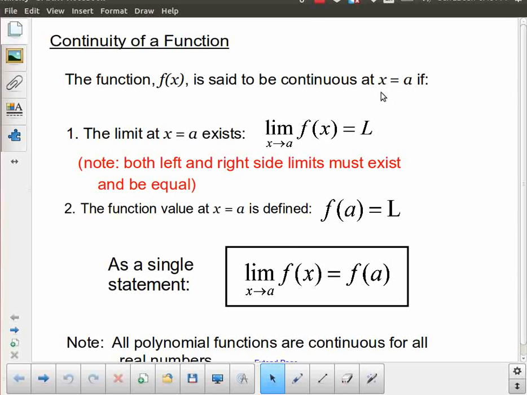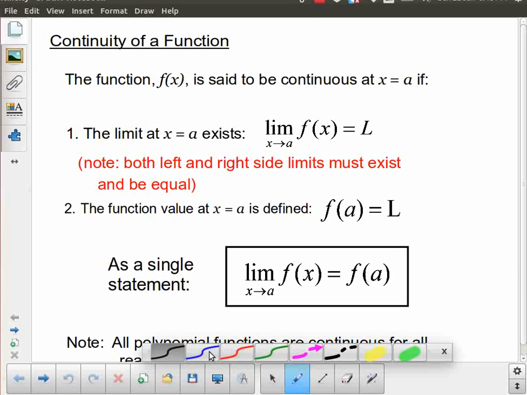So all x-coordinates make up the domain of the function, and so we're going to single out a particular value. Typically this is referred to as a, or an actual value, an actual number. And so there are two conditions that must be met for a function to be continuous. The first condition is that the limit at x equal a exists. So as we get closer and closer to a, then the limit has to be a value.